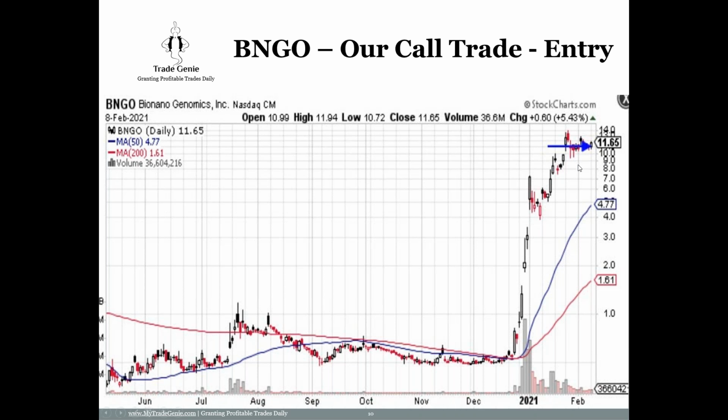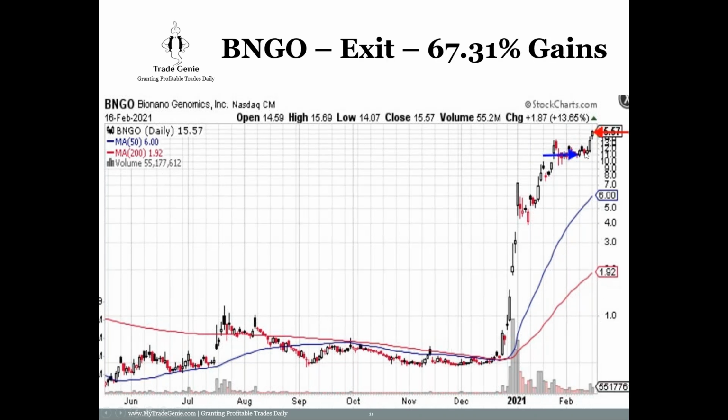So there are many reasons to go long. You never know what went on at this time at $11.65, the BNGO trade. So you see here, and then boom, 15.57 we exited. So this move was over for us. I don't know where it went. It was a 67% gain in the option, which is good enough.